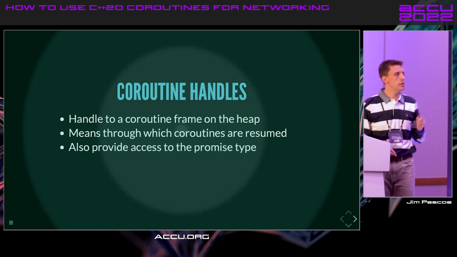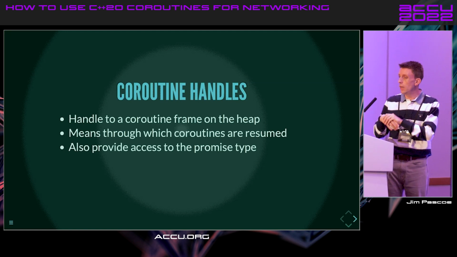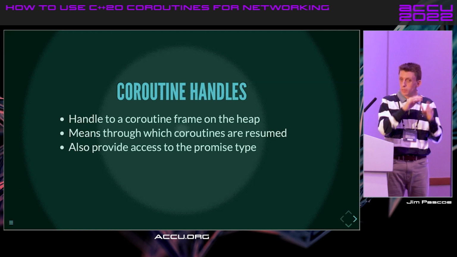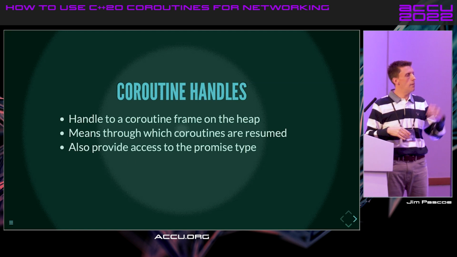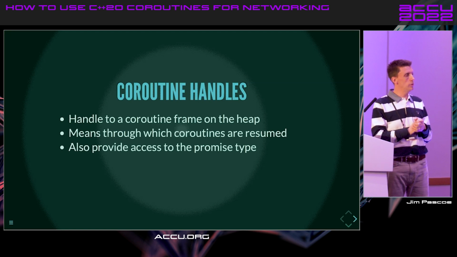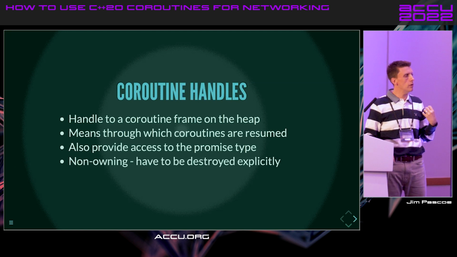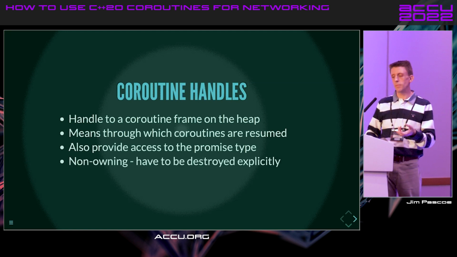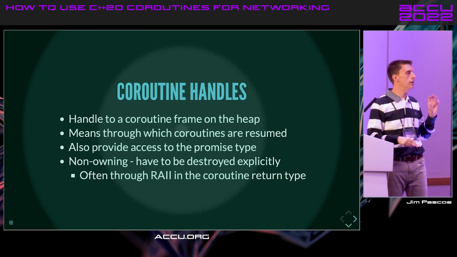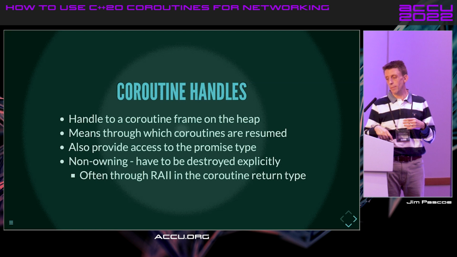They also give you access to the promise type. So I think if you work your way through Dave Mazira's blog post, he's got some nice coverage of coroutine handles. But it's also a good way of getting access to the promise type, so you can noodle with fields via the handle. They are non-owning, so they have to be destroyed explicitly. Very often, that's done through RAII in the coroutine return type. So I'll show you that in a minute.